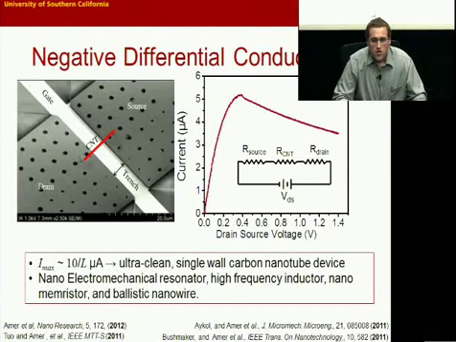And we characterize how many suspended nanotubes are over the trench by this empirical formula shown here, which is 10 over L, where L is the length of the device. And if it actually follows this empirical formula, then it's an ultra clean suspended single wall carbon nanotube.